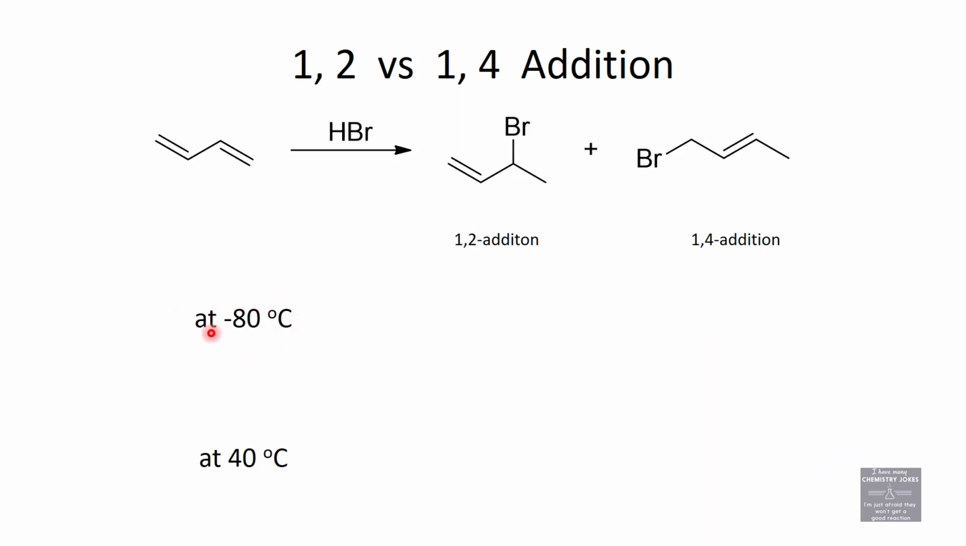At negative 80 degrees Celsius, you get 80% this isomer and 20% that isomer. That's interesting. At 40 degrees Celsius, the statistics are opposite: 20% the 1,2, and 80% the 1,4. Why is this so? Why does it work like that? Well, let's draw a mechanism and talk about the details.